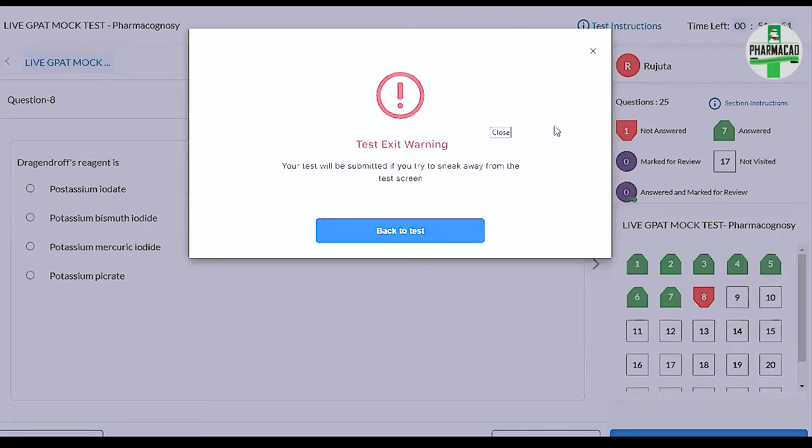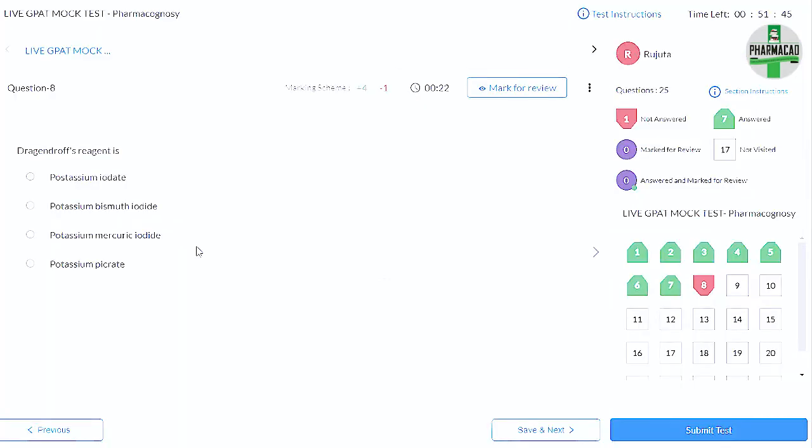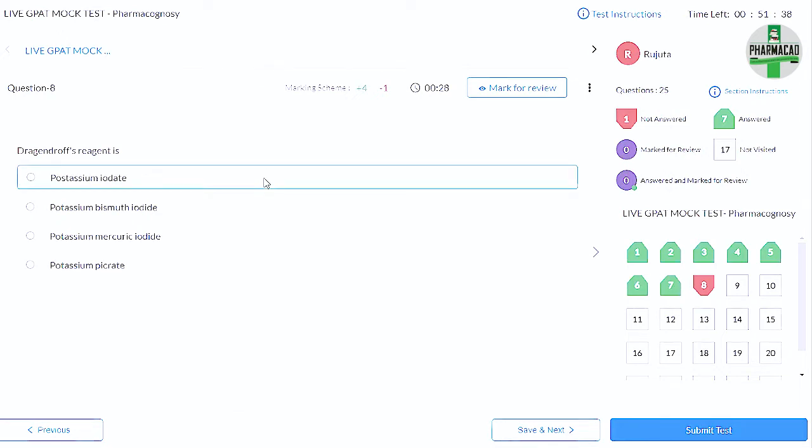One second. I won't be able to see your chat. I tried to open the chat and there is a warning coming. So I won't be able to see the chat, so answer on your mic only.